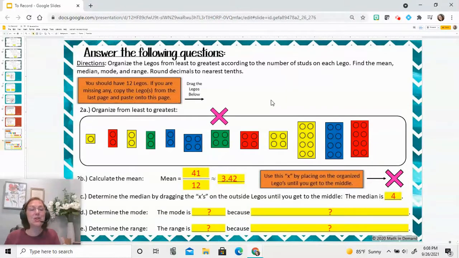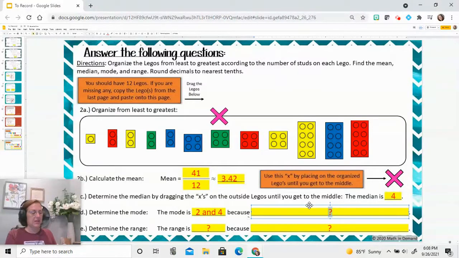All right, let's determine the mode next. So the mode is the one that happens the most often. So it looks like I have 4 twos happening, and then I've got 4 studs happening. So we actually have 2 modes here. 2 and 4 are both modes, and that's because 2 and 4 studs occur 4 times each.